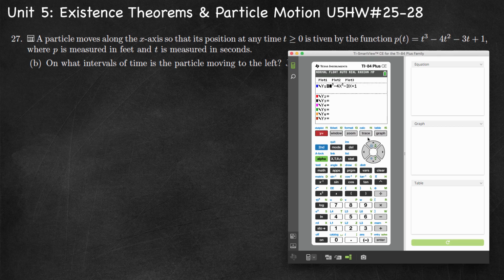So I want to take a look at my velocity equation, and I'm just going to turn off this equation so it doesn't show up on my graph. And my velocity equation would be the derivative of this, so 3t squared minus 8t minus 3.